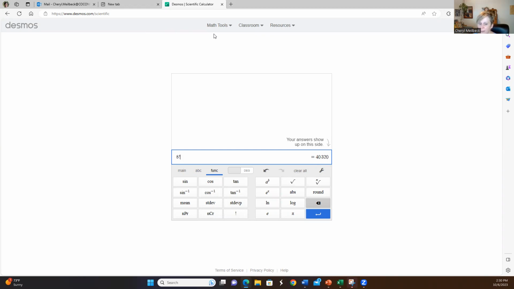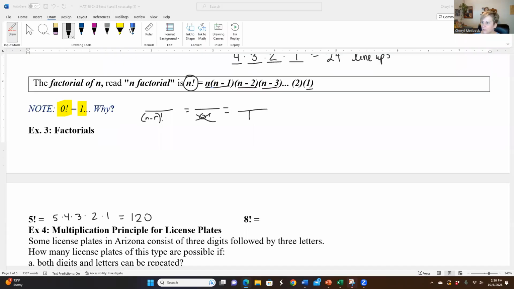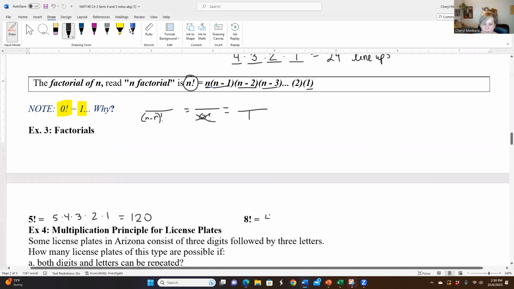I will link in the videos here how to find factorials and other probability functions on your Texas Instrument calculator in a separate video. All right, let's go back to our notes. So over here, we just identified that 8 factorial is 40,320.